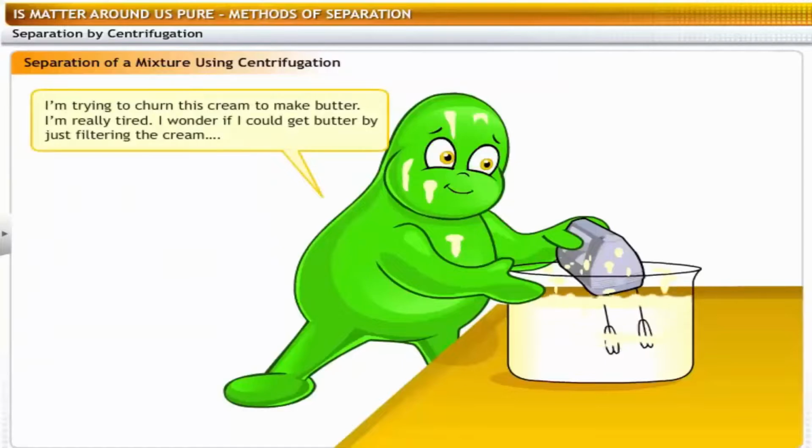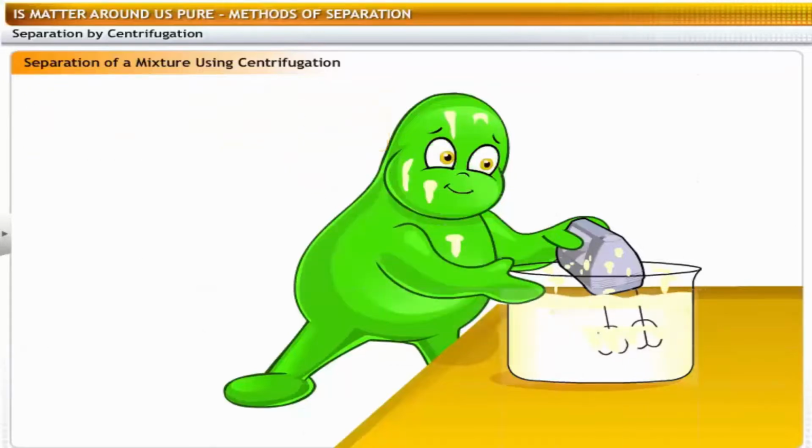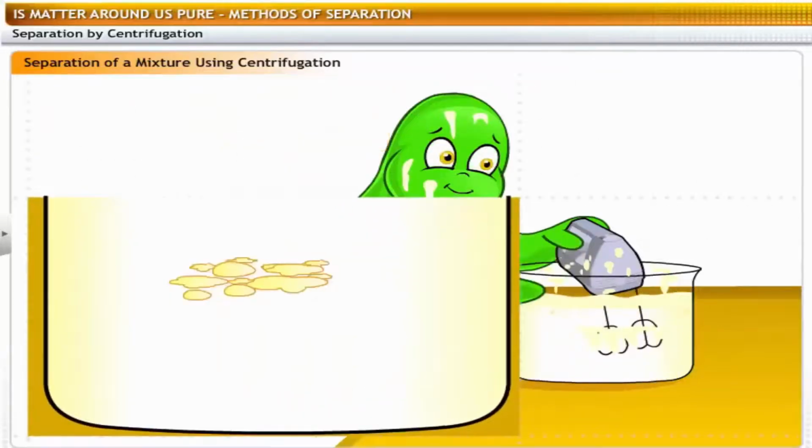I'm trying to churn this cream to make butter. I'm really tired. I wonder if I could get butter by just filtering the cream. The particles of fat in the cream cannot be separated into butter simply by filtering the cream. The fat particles are too small and will pass through a filter paper.